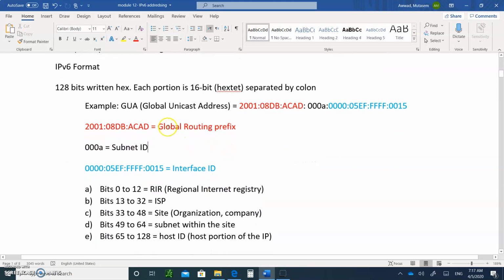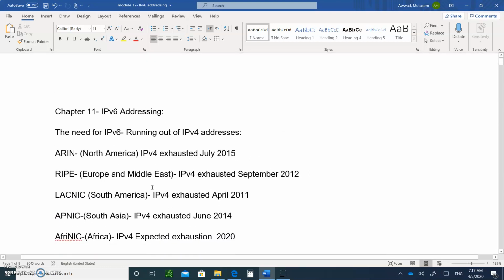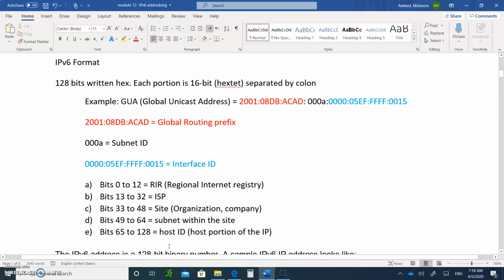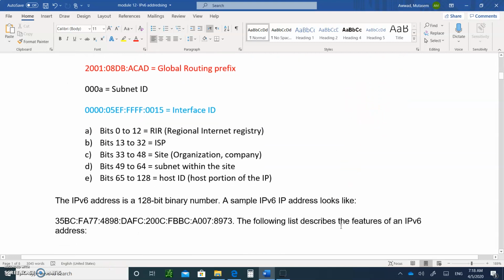All right, so let's break down the global routing prefix. The first 12 bits tell you where the regional internet registry is, which part of the world. For us in North America, there's a number that indicates we are in ARIN. The next bits, up to bit 32, tell us who your ISP is. And then from 33 to 48 bits, that tells us the site. So those first 48 bits of the global routing prefix indicate the regional internet registry, the ISP, and the site that you are in. From 49 to 64, these bits are your subnet, and the host bits are at the end. Please write those down.